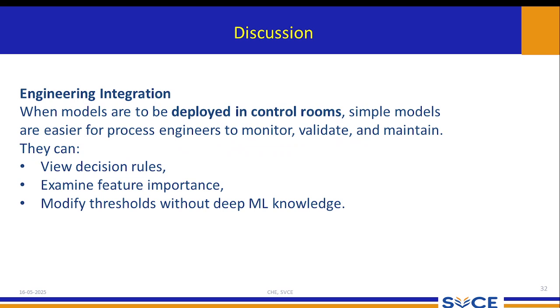Coming to engineering integration, when models are to be deployed in control rooms, simple models are easier for process engineers to monitor, validate, and maintain. What is the advantage? They can view the decision rules, as in supervised learning decision trees, examine the feature importance, and modify the threshold without deep machine learning knowledge. So these are the advantages when you go for an explainable model over a black box model, and engineering integration is easy to follow.